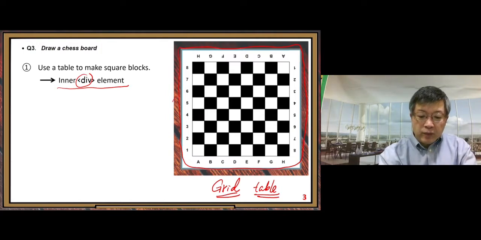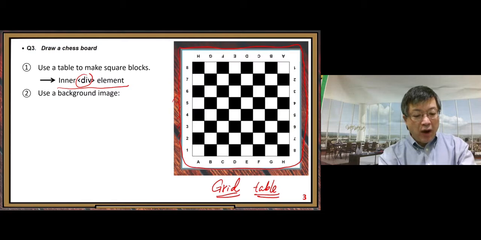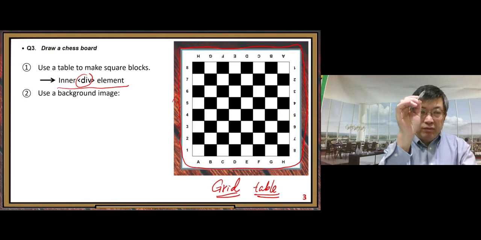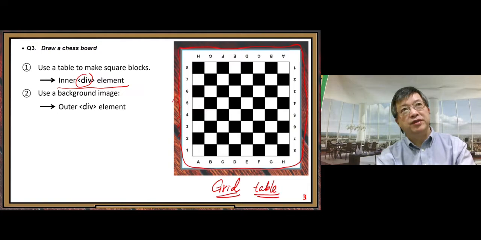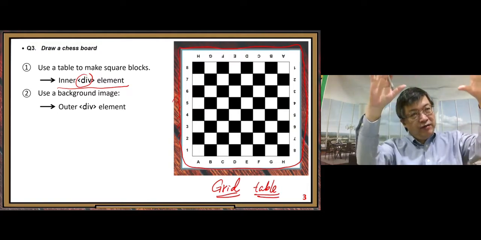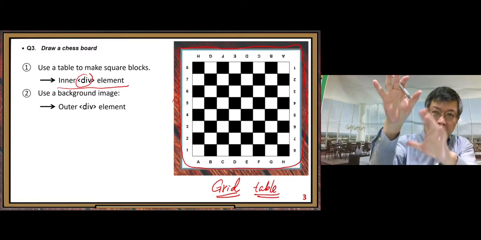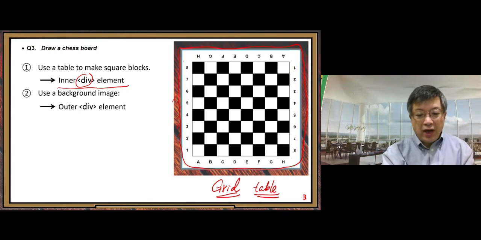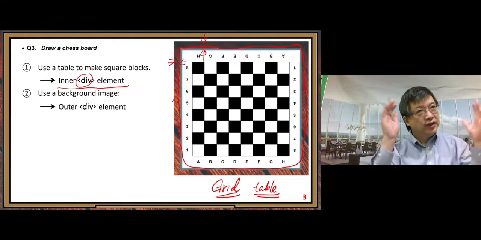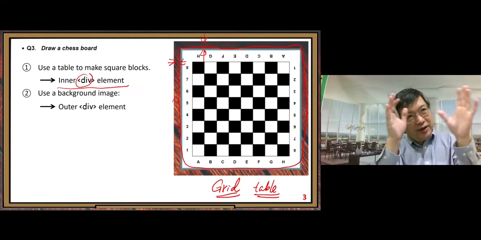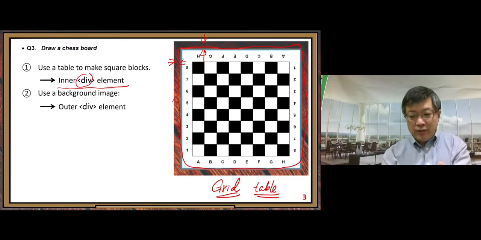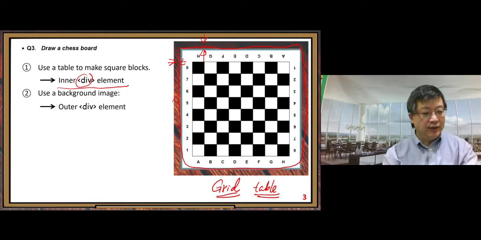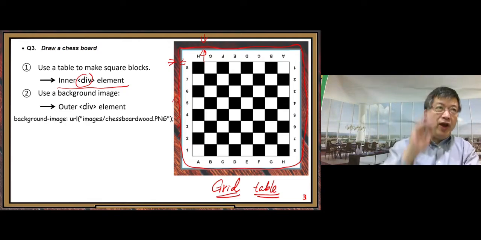But we have the background image. For the background image, we use an outer div element. So there is an outside div element, and we put another element, the table element, inside it, nested. In that way, we can adjust left space, top space, position relative or absolute, so you can make your decision. Then we can adjust, and you can also adjust the size.